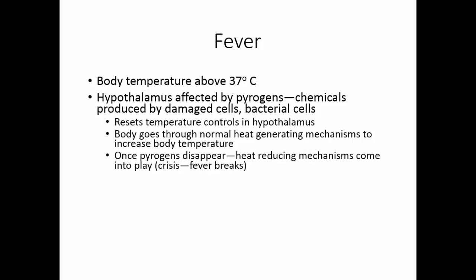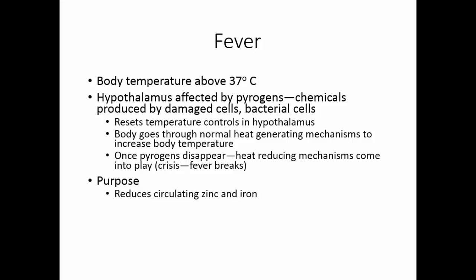Once the pyrogens disappear, then the heat-reducing mechanisms come into play. Sometimes breaking a fever is called the crisis of the disease. The pyrogens have been eliminated. The hypothalamus resets to 98.6 degrees Fahrenheit, and we begin all of the heat-reducing mechanisms. We sweat. We get red because we bring all the hot blood to the surface.